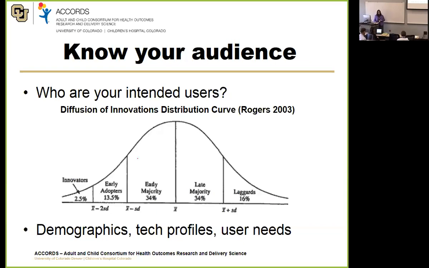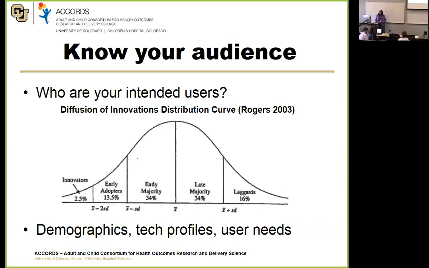Early adopters are the ones who wait for the first patch to come out. These are the ones who are willing to jump in line fairly early on, but they're not going to be the first out of the gate. Then you have your early majority and your late majority, which is where most of your population ends up. And then at the other end of the spectrum, you have your laggards.